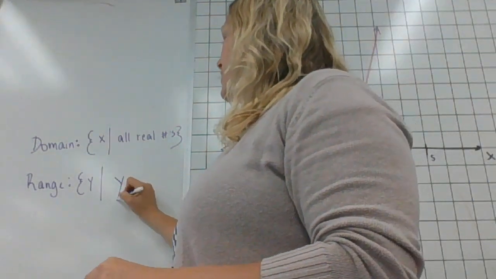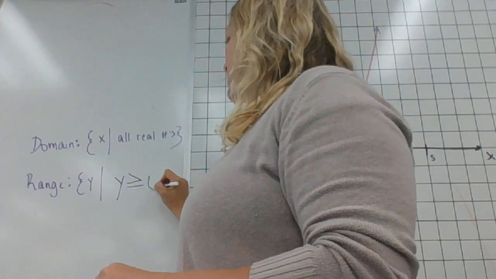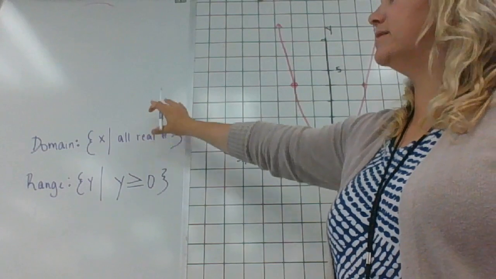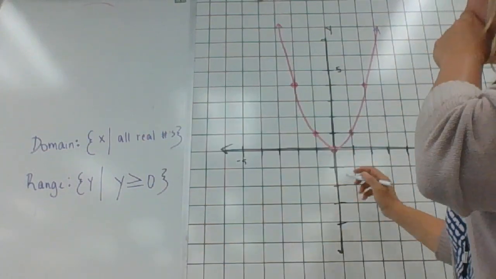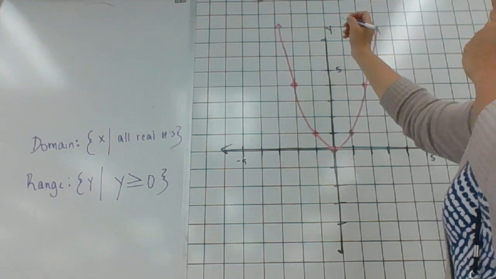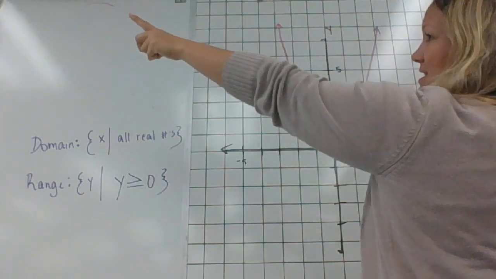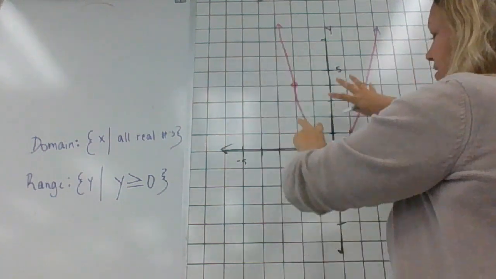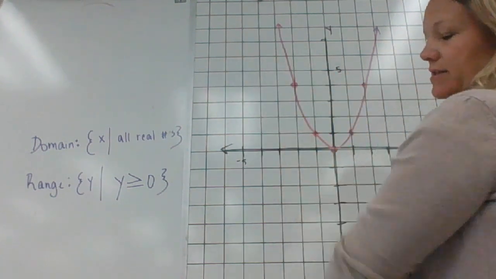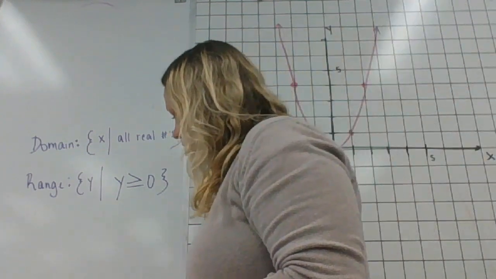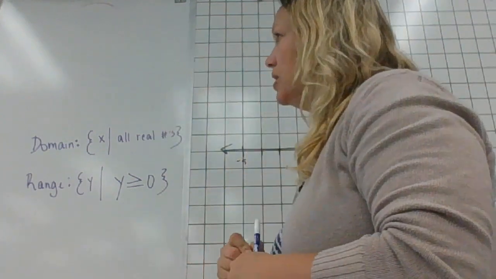For this one, the y values are just 0 and higher, and we say that with an inequality symbol. Write this down: domain and range. For our range, it just starts at 0 and goes up. Whereas on the x-axis every x will be hit, on the y-axis it's not going to go down to where y is negative.